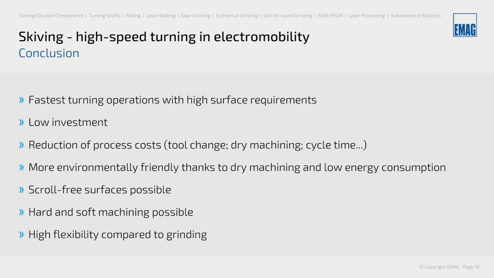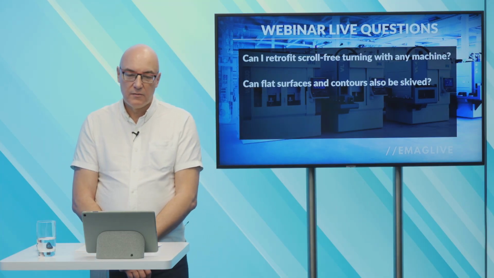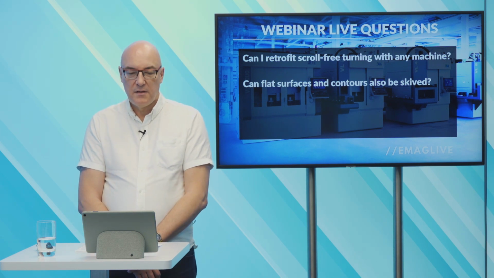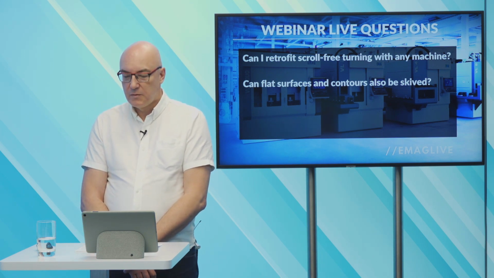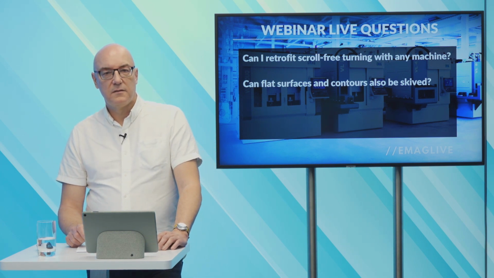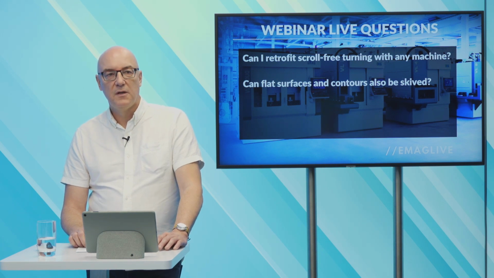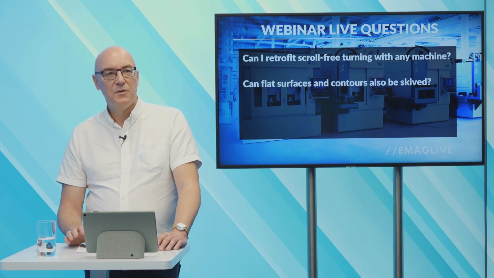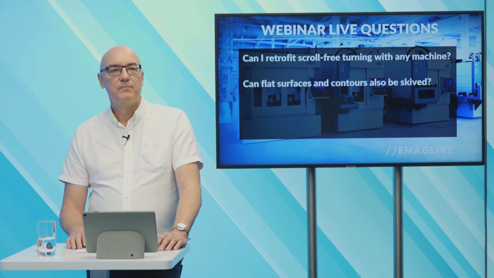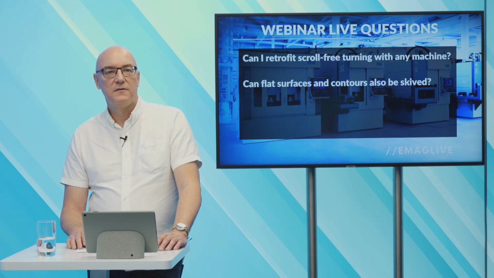And now I have the next questions. First is, can I retrofit scroll-free turning with any machine? I say yes, if you have a good clamping situation, and if you have a Y-axis, in principle you can use each machine, but I think you can imagine we highly recommend to use the EMAG machine. And second question, can flat surfaces and contours also be skived? I think Daniel will give you the answer.